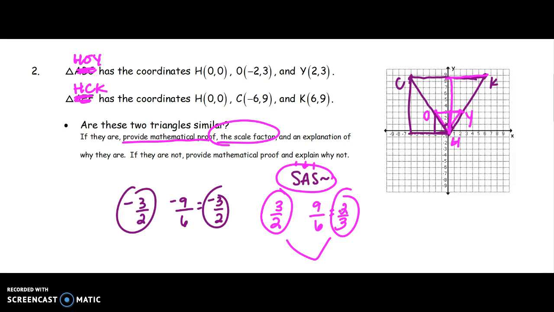In your homework tonight, you have numbers 40 through 42. I know some of you have already tried it. Make sure you go back and write your answers in complete sentences and explain why.